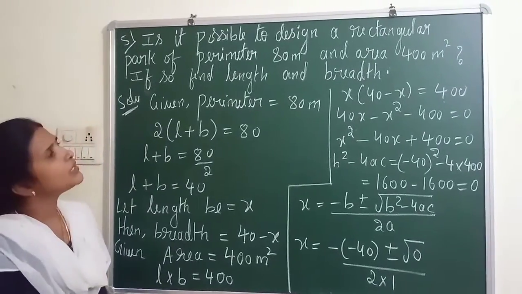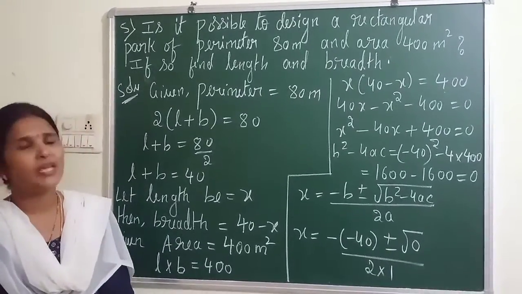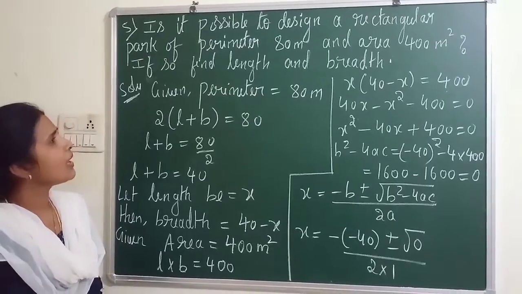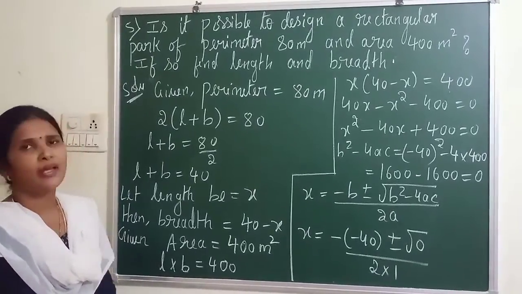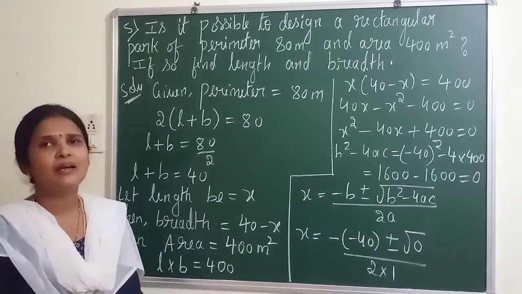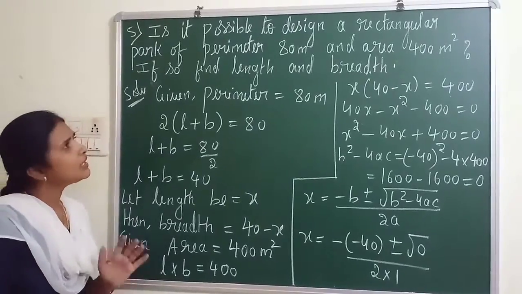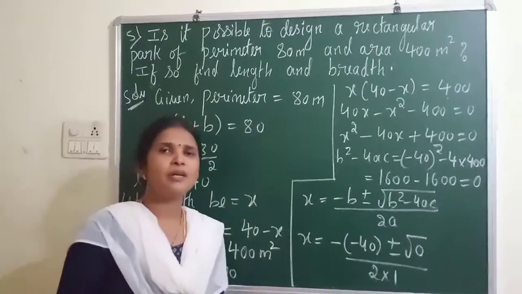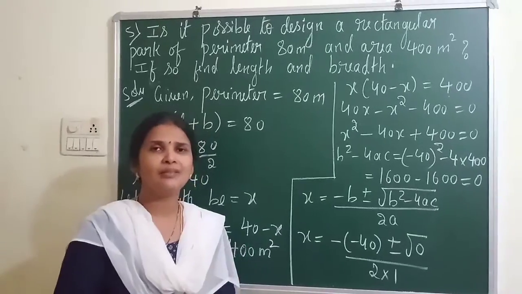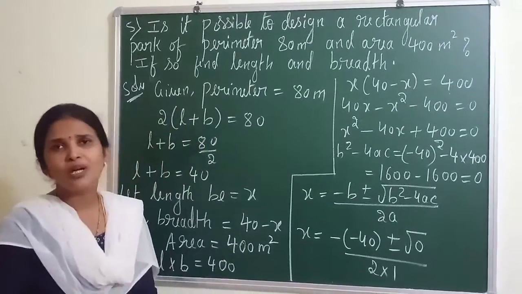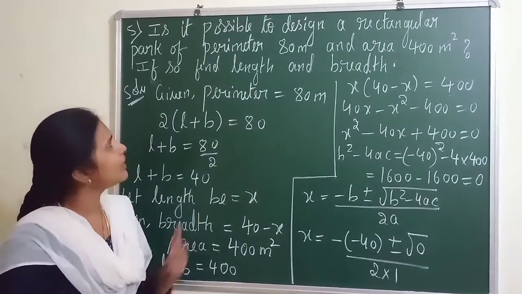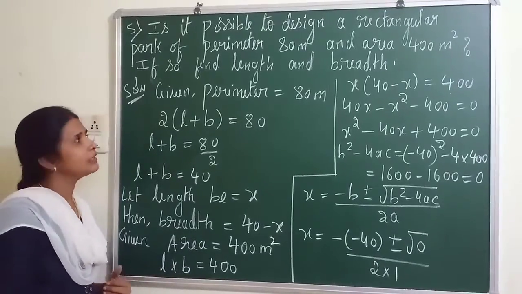Is it possible to design a rectangular park of perimeter 80 meter and area 400 meter square? If so, find length and breadth. So here you can observe in this question there is no dependent and there is no independent. We don't know length, breadth. So how to assume? Before you start with area, let me take the perimeter and find length and breadth.